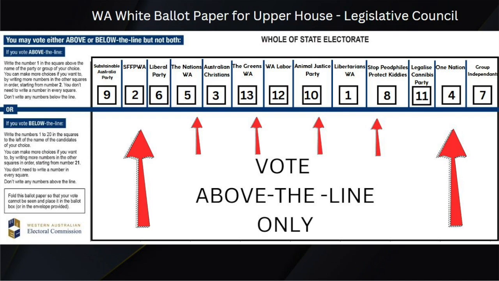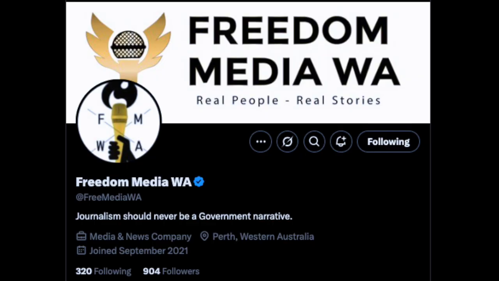So this is how complicated it can be if you don't understand those opaque preference deals that have been done. I'd like to thank Freedom Media WA for this great resource. It's really useful to have this, as there are very few independent sources of information for voters. So thank you very much. They're at Free Media WA and their information is on the screen.